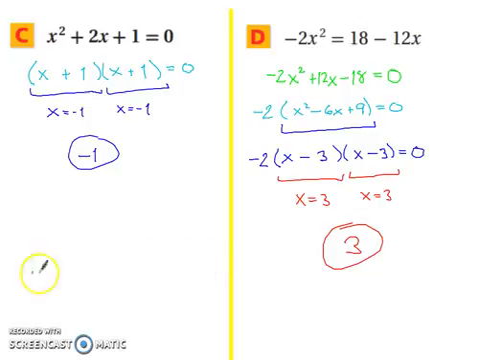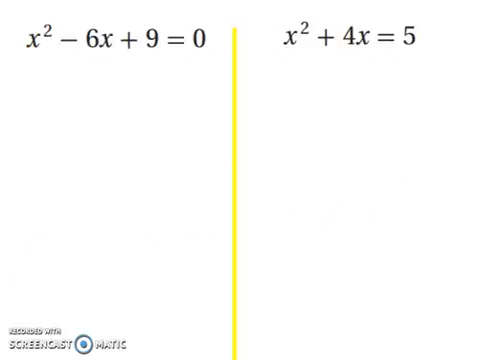Take a moment and pause the video and try these next two on your own. When you return to the video, the answers will be revealed below both.